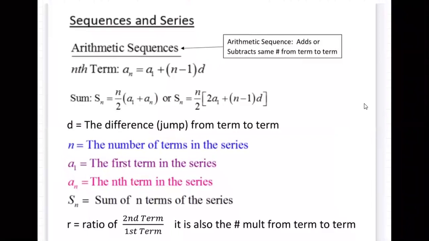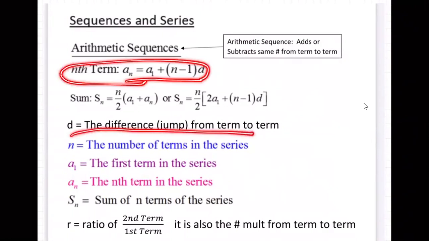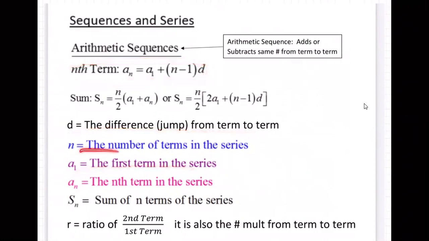that a sub n equals this. This is what we want to use, this formula right here. D is the difference or the jump from term to term. A1 is the first term, n is the number of terms. I'm going to write that down. An equals A1 plus n minus 1 D.